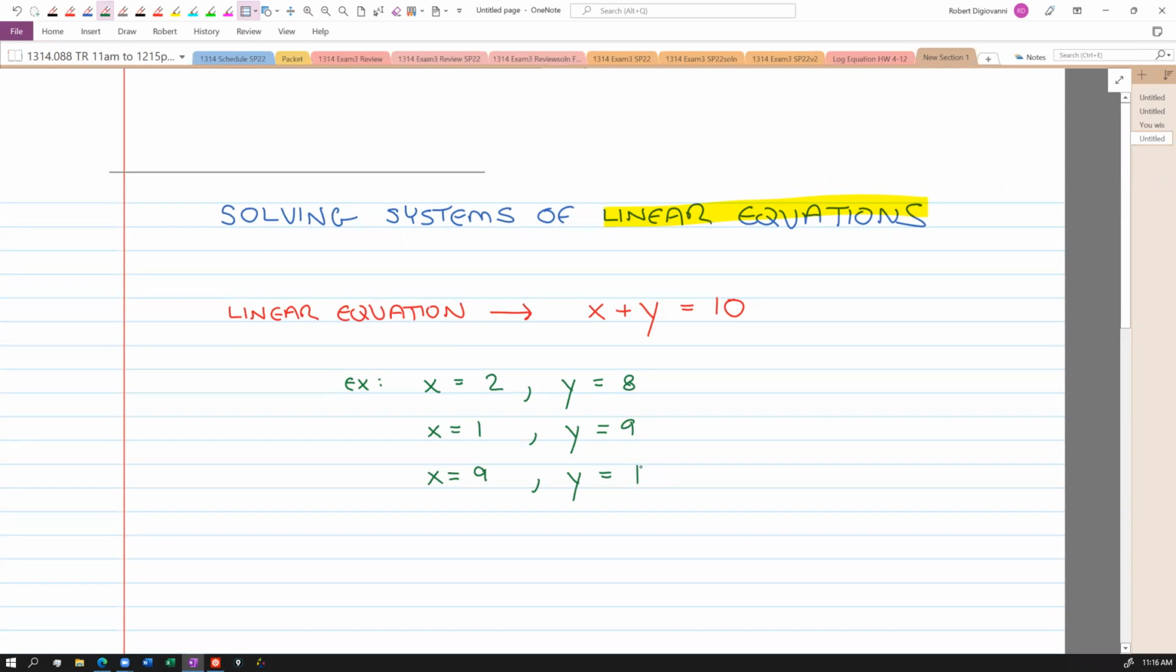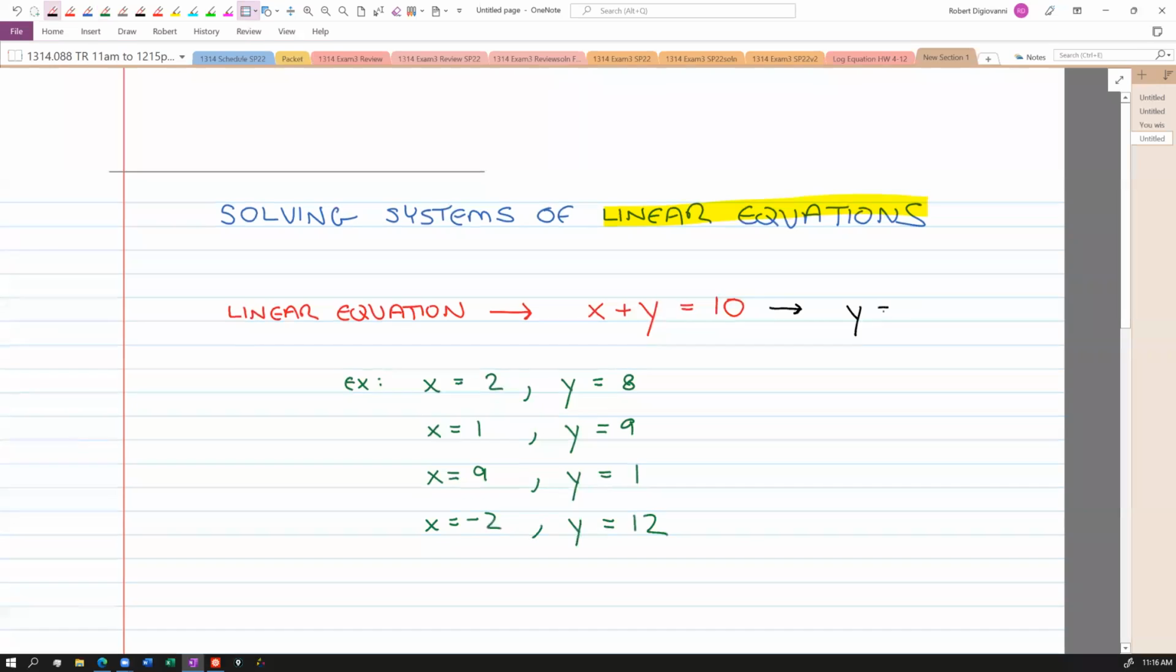Any negative numbers? Can we do a negative? Like, could I do x is -2? What would y have to be? 12, right? So we're doing this just by inspection, just by looking, right? Just by looking. But now remember, we actually know that linear equations, if you solve them for y, right?